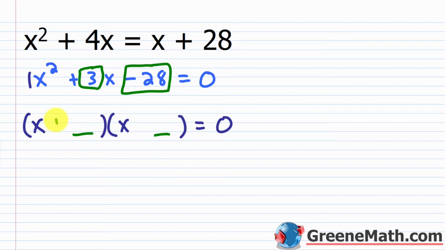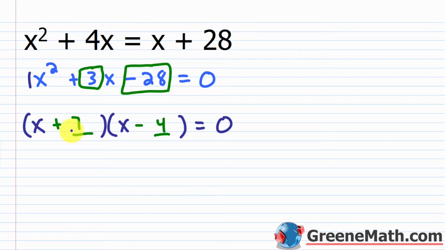If I had a positive 7 and a -4, 7 times -4 is -28, and 7 minus 4 is positive 3. So now that we have factored the left side, I want to think again about my zero product property. If A times B equals 0, then A can be 0 and B cannot, B could be 0 and A cannot, or A and B could both be 0. Well, it's the same thing here.